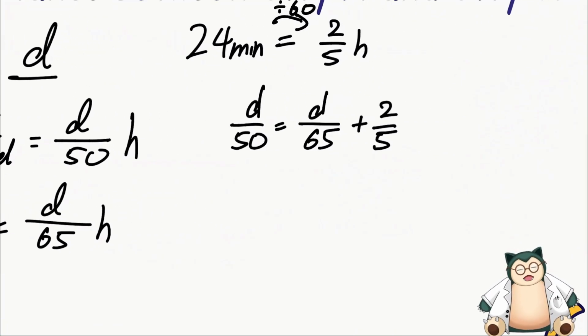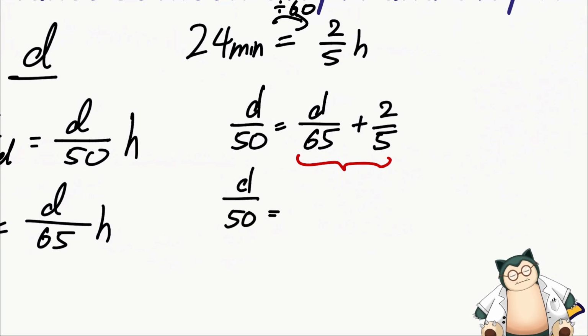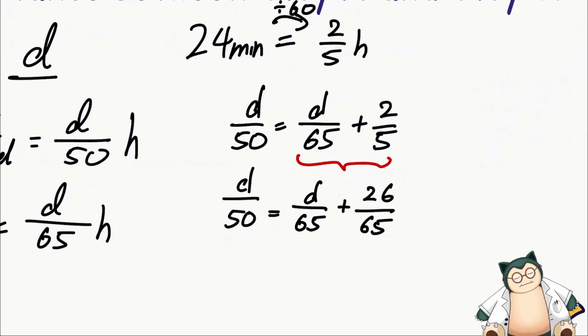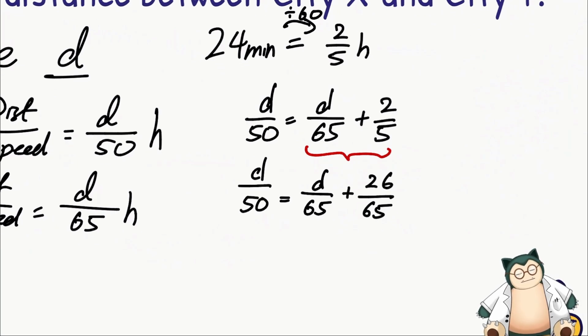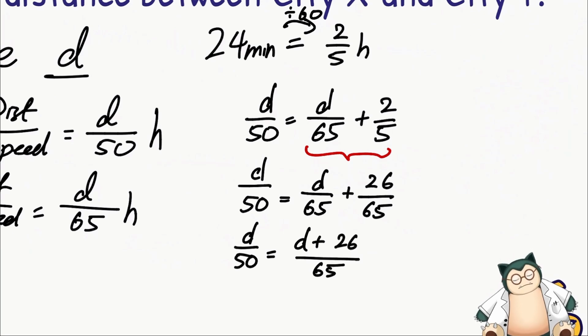So after I form my balanced equation, what I do is I will solve it. So firstly, let's sum up the right side. So left side still remains the same, but right side will be d over 65, and we make the denominator the same, so the answer would be 65. Let me calculate. 26. Alright. Okay, good. Then we have to add the numerator, so d over 50 equals to d plus 26 over 65.